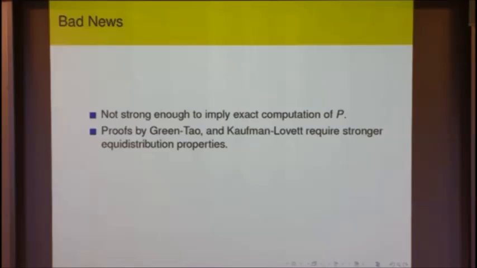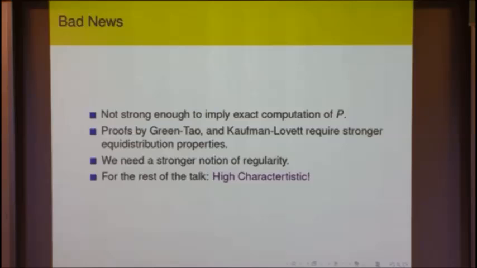Okay, so I'll just skip ahead. The bad part about this definition is that it's actually not strong enough to imply exact computation of P. The proofs by Green and Tau and Kaufman and Lovett require stronger equidistribution properties of the factor, which are not implied just by unbiasedness. So we need a stronger notion of regularity. And for the rest of the talk, let's assume that we are in this high characteristic domain where the degree is less than the characteristic of the field.